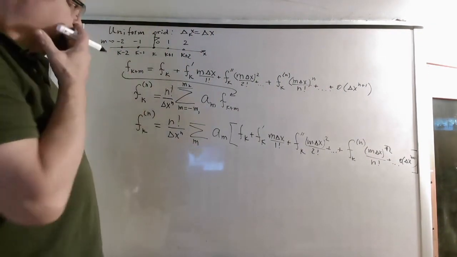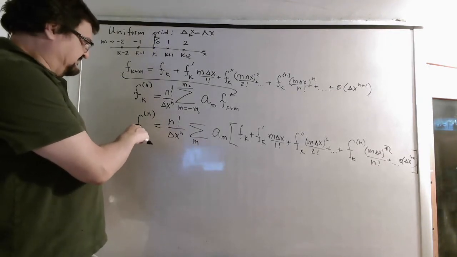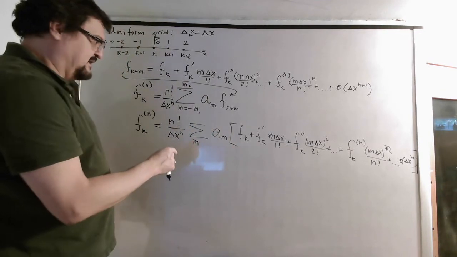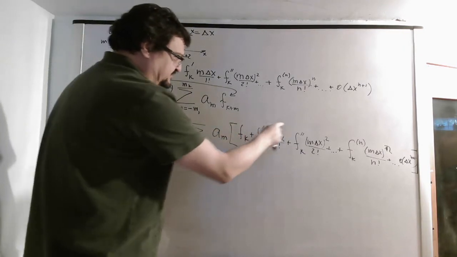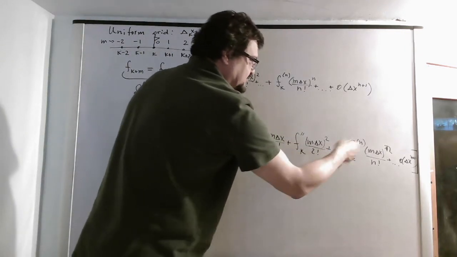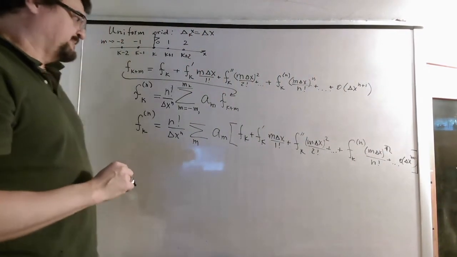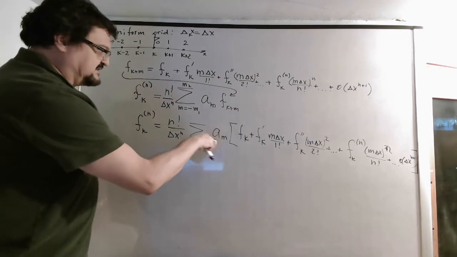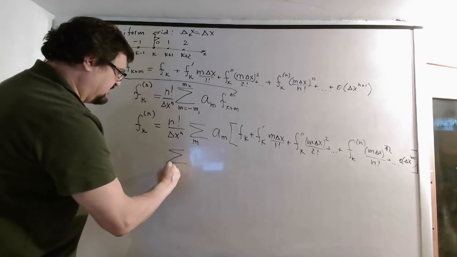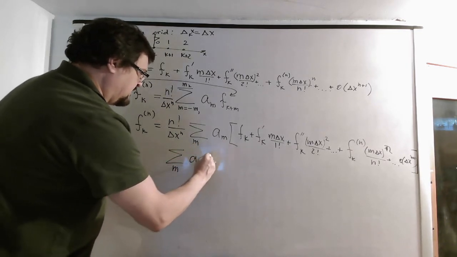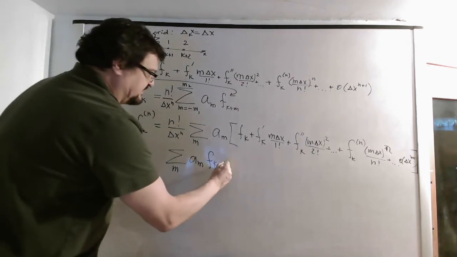Now we need to cancel all terms, because we seek the derivative. So all these terms, up to this term, should cancel. The others, of course, will remain and will be part of our truncation error. Which means that to cancel this term, the condition is that the sum of a m times f k, so a linear combination of values of the function, should be equal to 0.